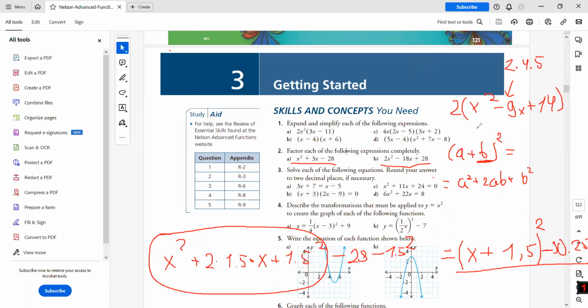Look at x squared minus 9x plus 20.25 minus 6.25. You see why? Because I added it in order to finish this square, and now I have to subtract it to keep the equality.